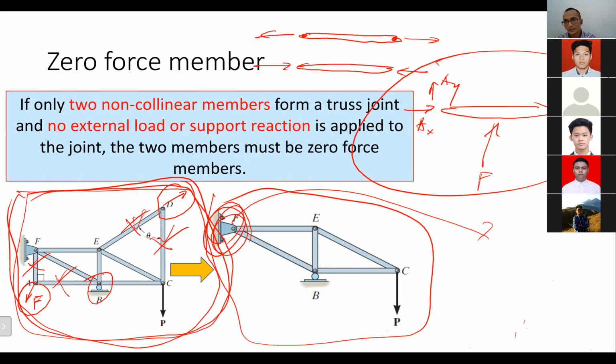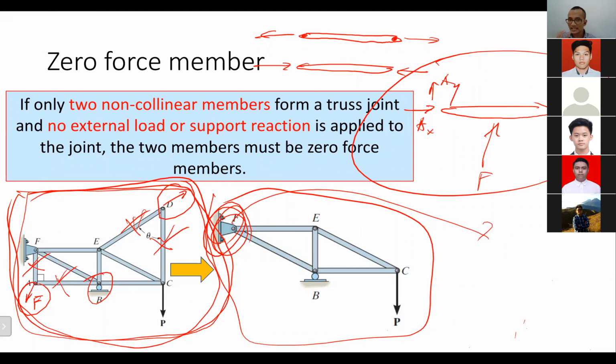Yeah, because I was thinking that for point D to be at equilibrium, ED must have force to D and DC must have force to C. Is that not possible? No. If it's a zero force member, then ED will not give any force to point E, and DC will not give any force to point C.